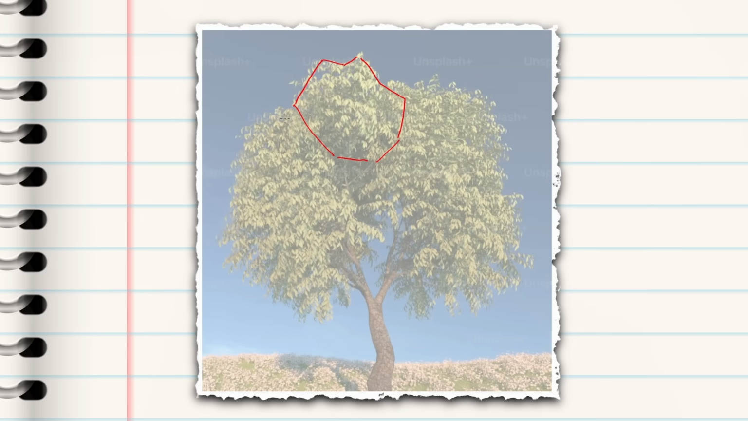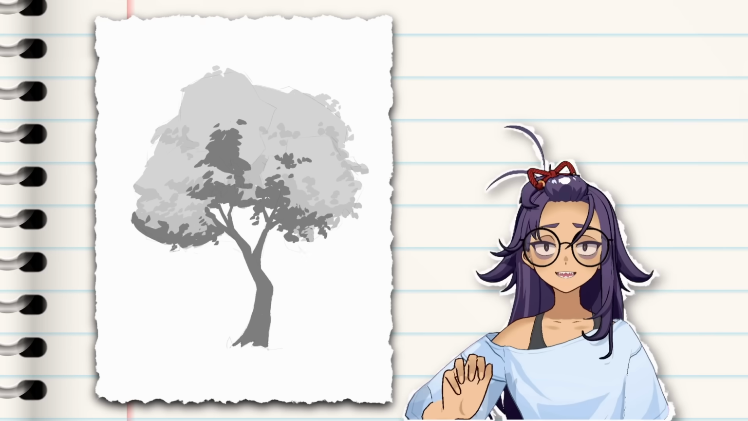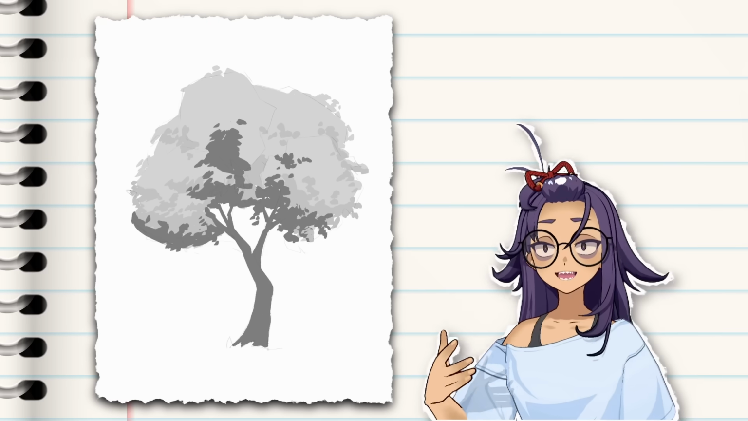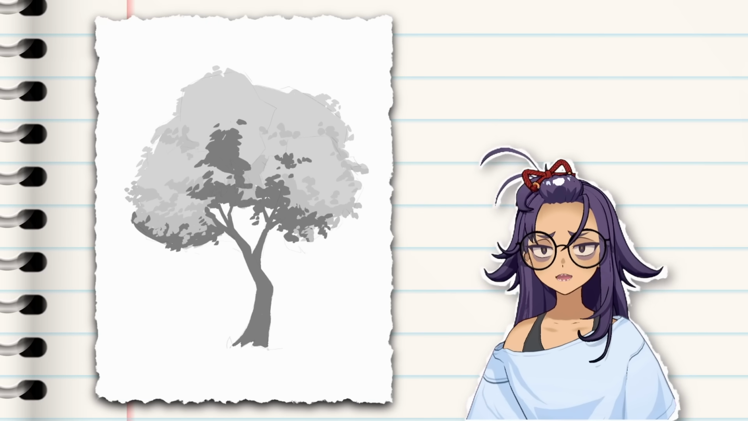So instead of worrying about each individual leaf, I'm going to visualize the leaves as several solid clumps. Then I can add some texture and break up the silhouette. This can really quickly express a feeling of leaves. This works pretty well, but there's something not quite right here.